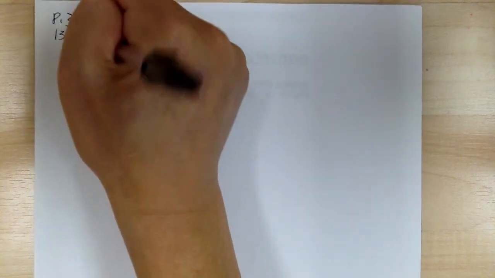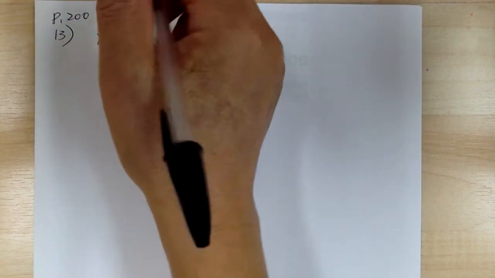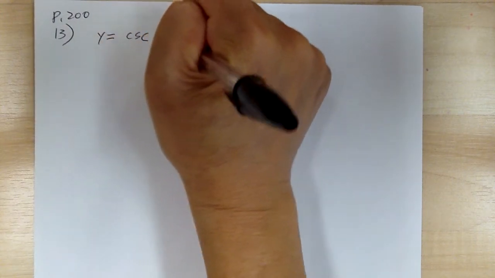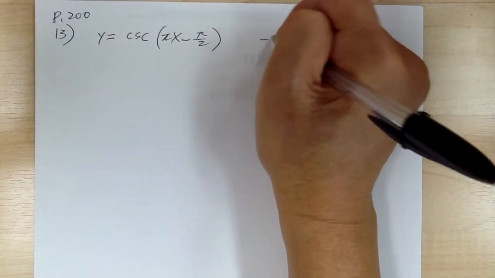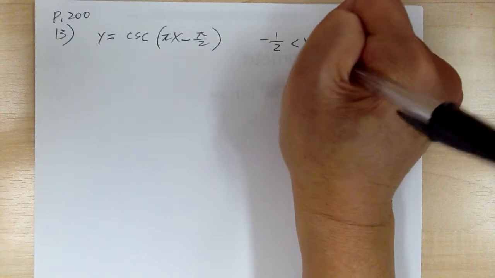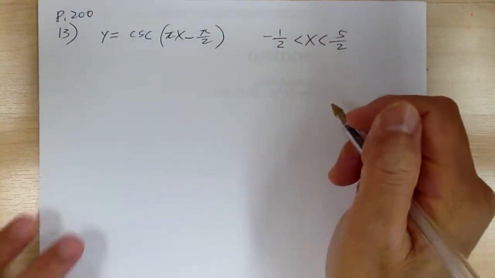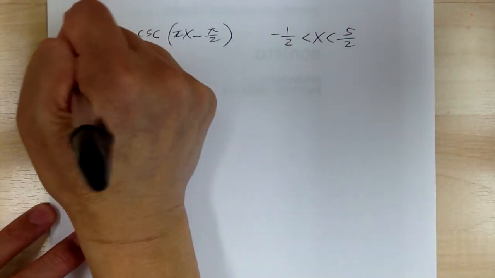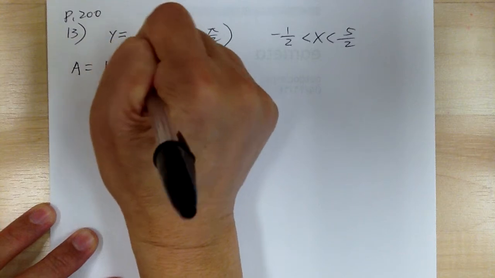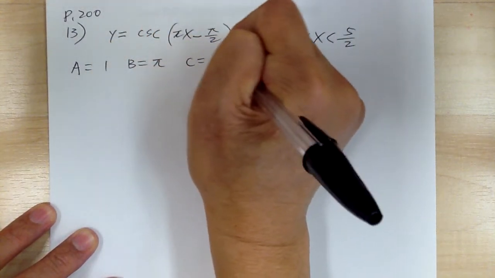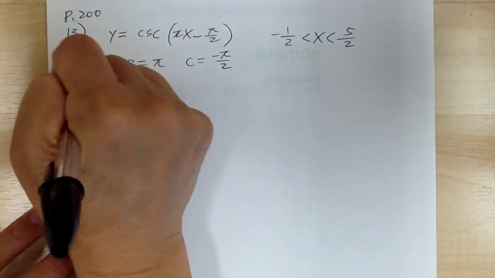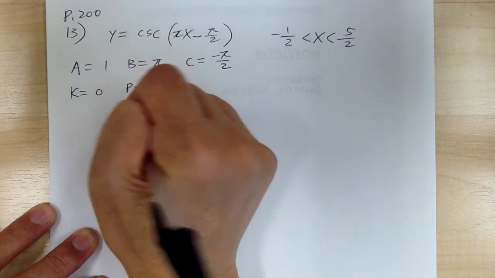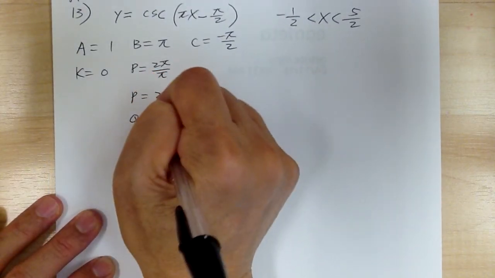You've got y equal to cosecant of pi x minus pi over 2, going from negative 1/2 to 5 over 2. Every problem you do, you follow exactly the same steps and the same technique. So A equal to 1, B equal to pi, C equal to negative pi over 2, K equal to 0, and period equal to 2 pi over B, so the period is 2, so Q equal to 2 over 4.